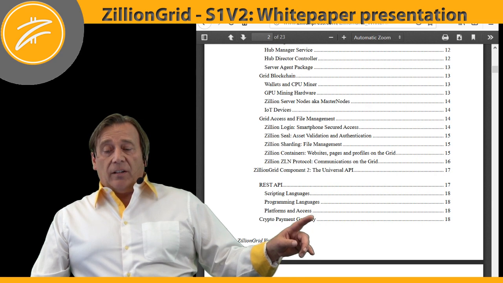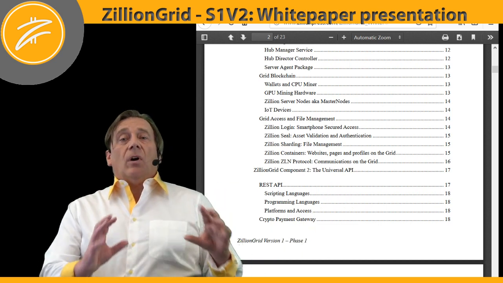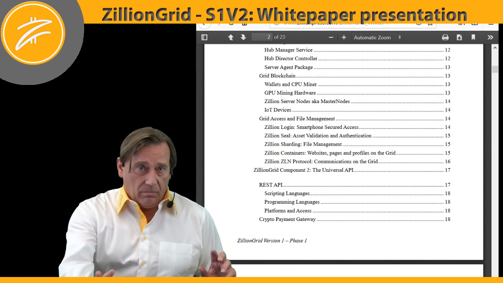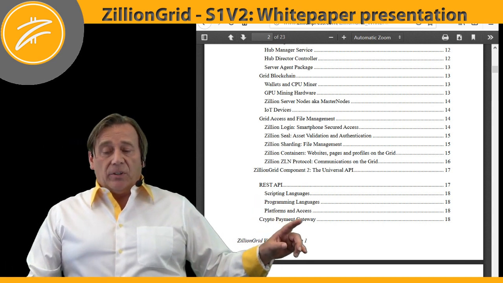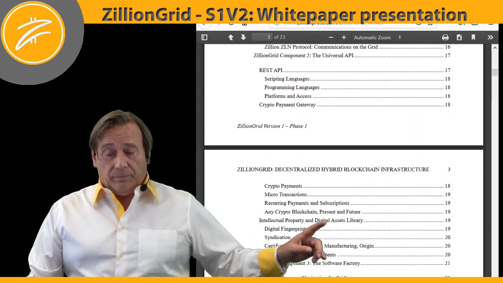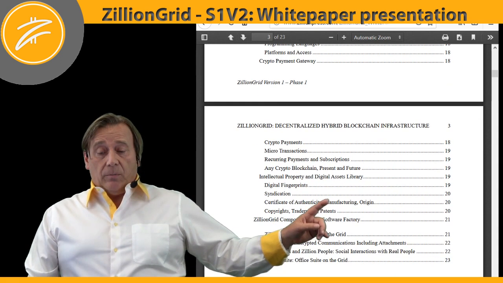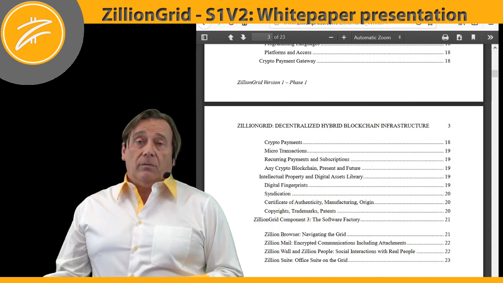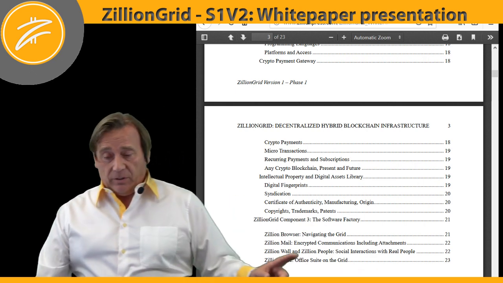We also have then the second component, the Universal API, which is a REST API, easy to integrate. We do all the hard work for you. All you do is connect, get a token for a session, and access whatever you want to access on the grid. So we do this with scripting languages, programming languages, and then the crypto payment gateway for microtransactions. We also have recurring payment and subscriptions, and we have, again, any blockchain existing and for the future. So it's not locked in, it's a dynamic platform. We go with whatever the market brings us.